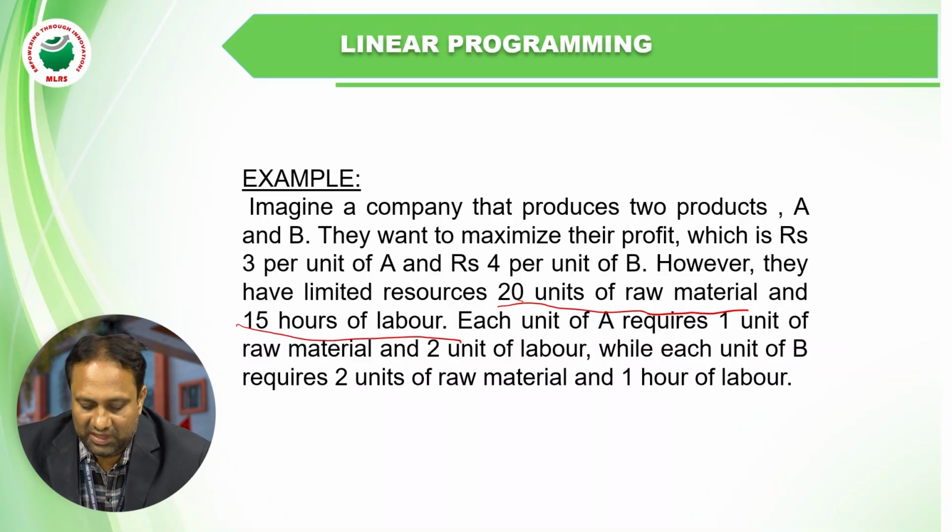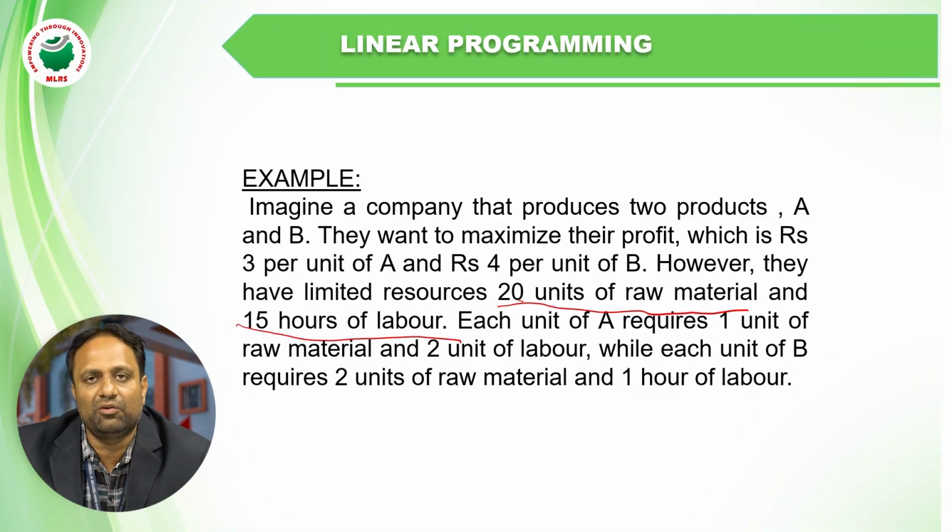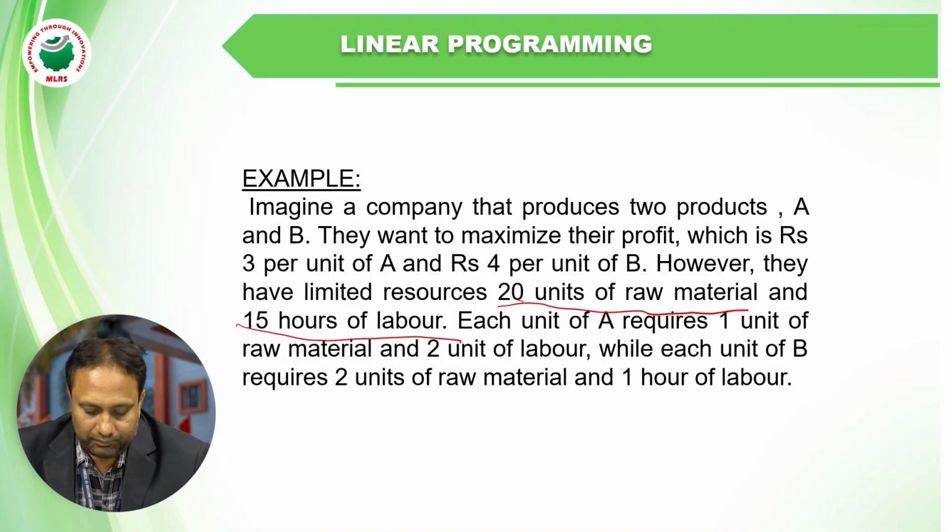They have limited resources: 20 units of raw material and 15 hours of labor. Only 20 units of raw material is available to produce the two products A and B, and only 15 hours of labor work is available. So within these limited resources, that is 20 units of raw material and 15 hours of labor work, they have to produce products A and B, and they want to maximize their profits over products A and B.